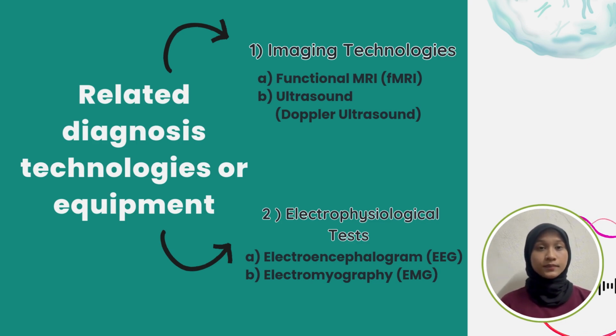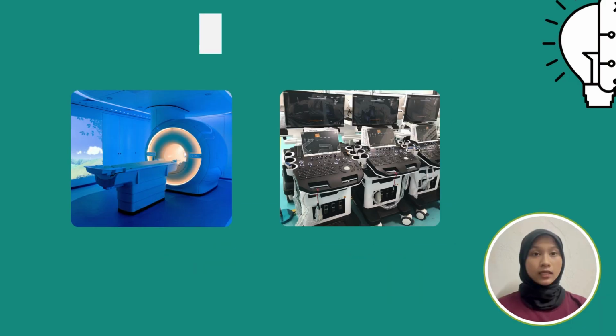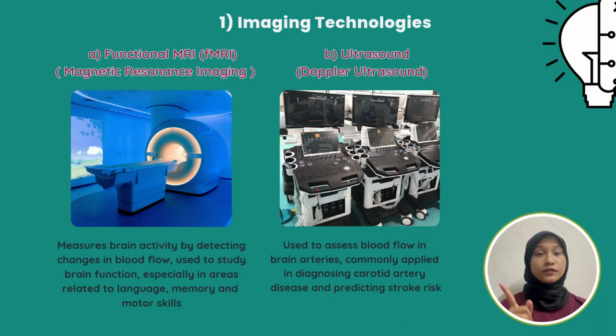For nervous system common disorders, diseases, and injuries, there are two methods that can be used. The first one is imaging technologies, which are divided into two: functional MRI, and Doppler ultrasound. The second one is electrophysiological test. It is also divided into two: EEG, electroencephalogram, and EMG, electromyography.